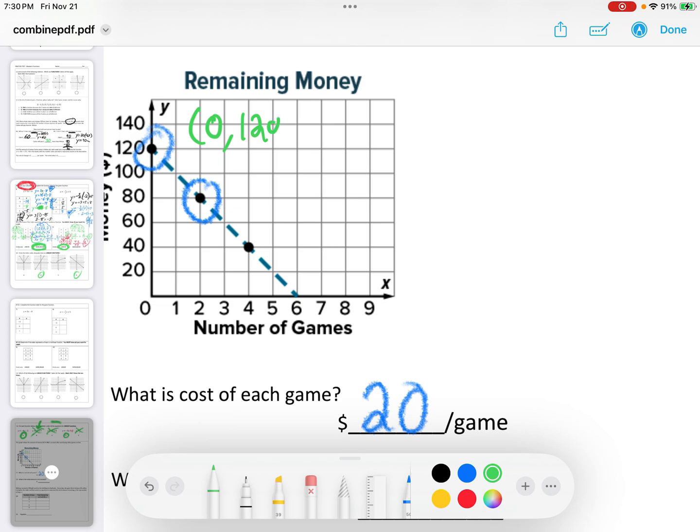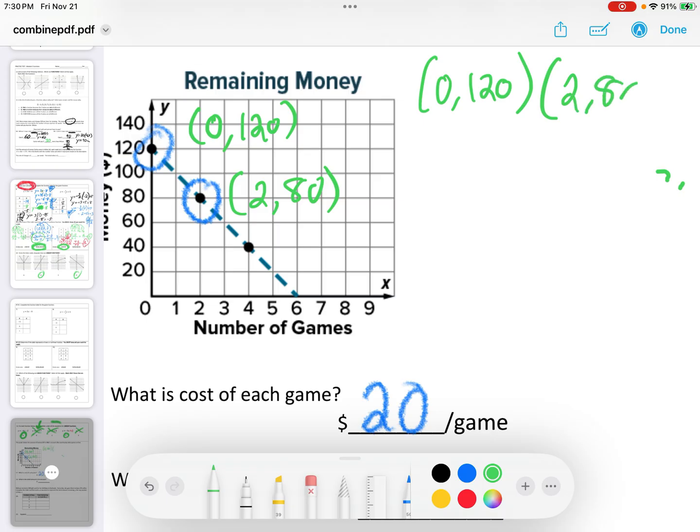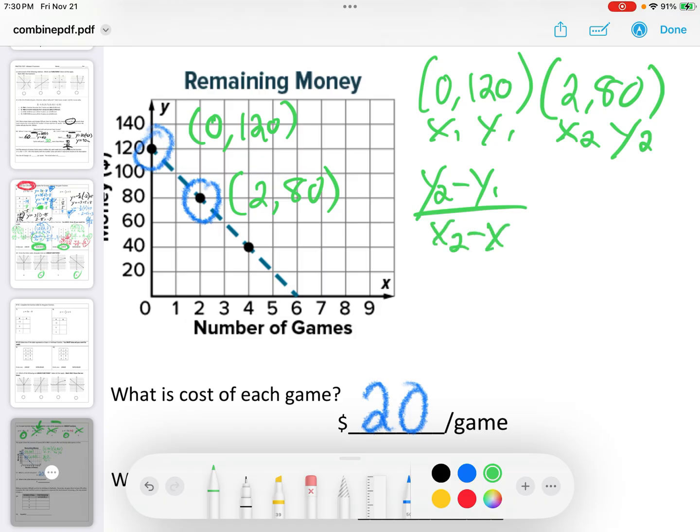0, comma 120 is that point. And this is 2, comma 80. All right, so let's find the rate of change, which is the same as the unit rate. So I'm going to write it out here. Again, even though I'm doing this quickly, I'm still showing my work. It's good to show your work in math. Change in Y over change in X.